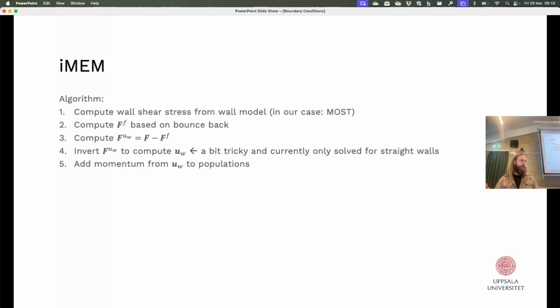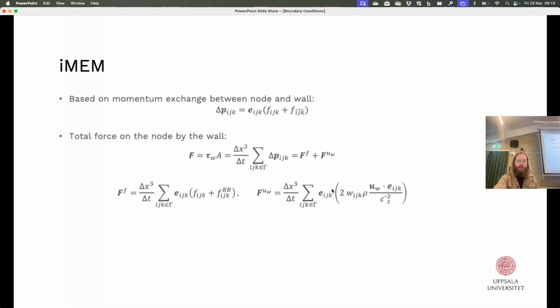So now you have a wall velocity, and then you just compute the additional momentum, this bit here, which is the added momentum per population due to the wall velocity, and then you just add that to the bounce back population that you had, and you have implemented a shear stress, or something in that direction, at least.